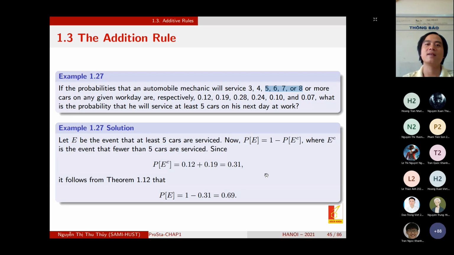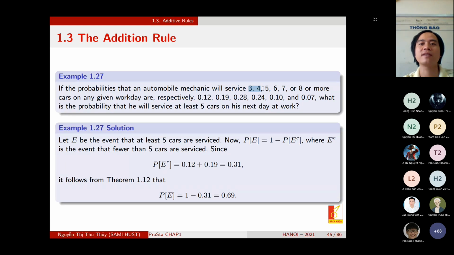Okay. But now, if we use the complement rule, we can count the probability of getting less than 5 cars. Okay, so that is 3 or 4.